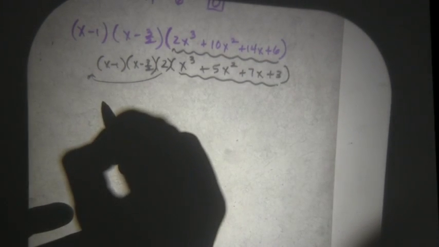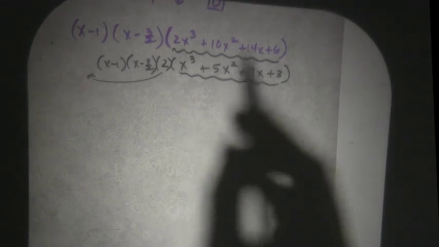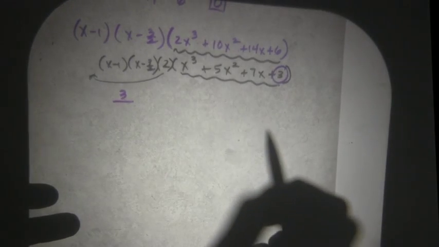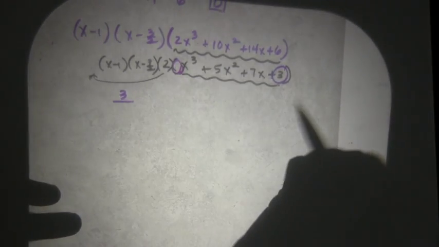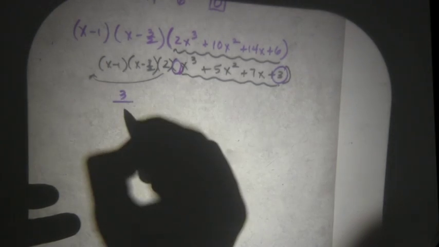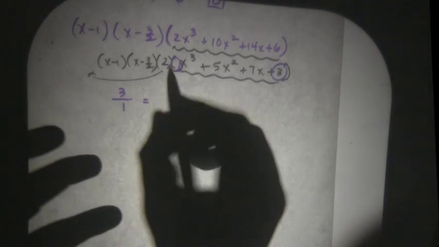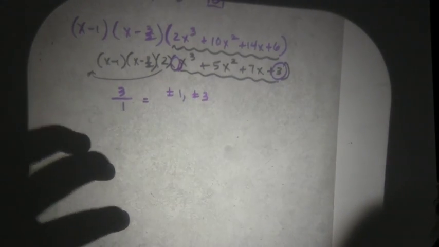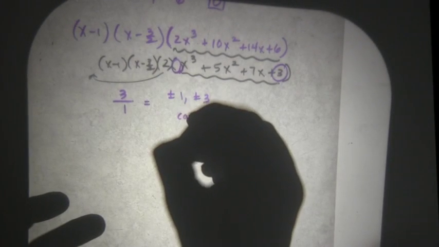So what are the possible rational zeros? Again, I am going to use the constant term, which is 3, divided by the coefficient of the leading term, which is right here. And there's nothing there, so we assume there's a 1. And this is really easy because 3 is a prime number, so the only factors of 3 are 1 and itself. So we only have 4 possible candidates for this cubic.